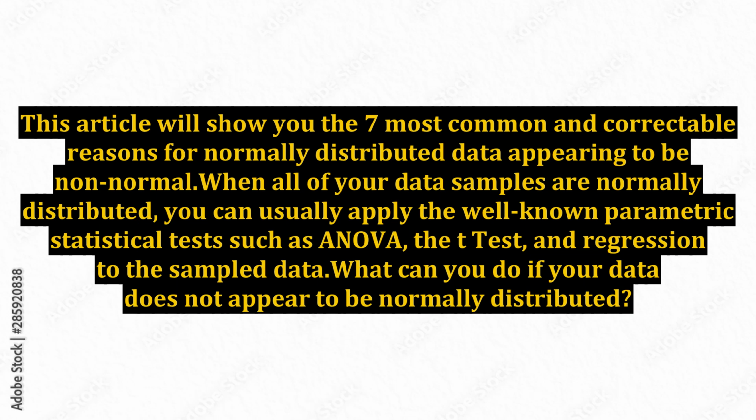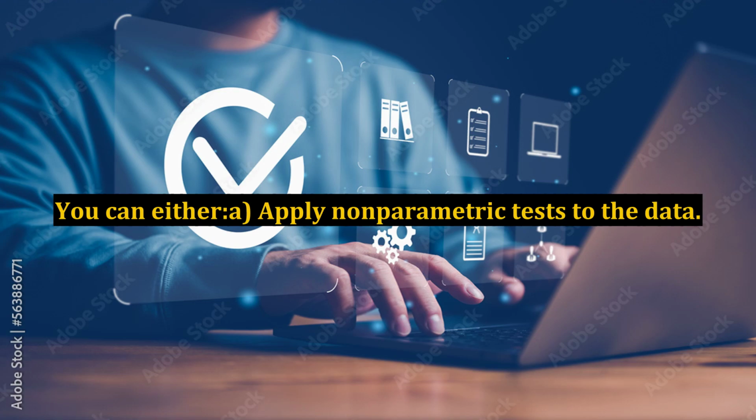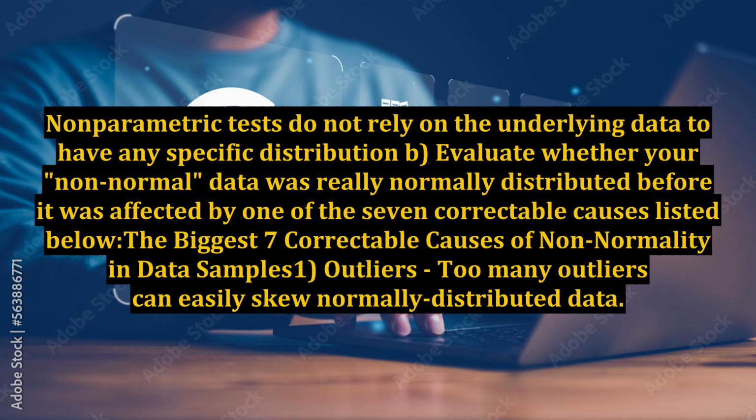What can you do if your data does not appear to be normally distributed? You can either A. Apply non-parametric tests to the data. Non-parametric tests do not rely on the underlying data to have any specific distribution. B. Evaluate whether your non-normal data was really normally distributed before it was affected by one of the 7 correctable causes listed below. The biggest 7 correctable causes of non-normality in data samples.